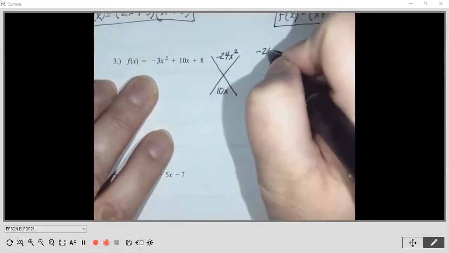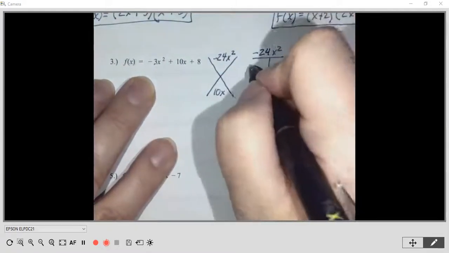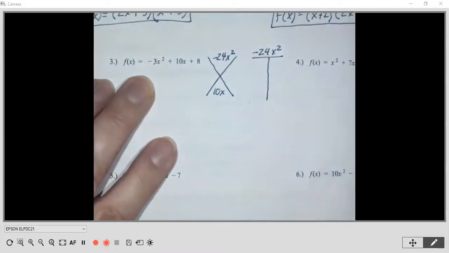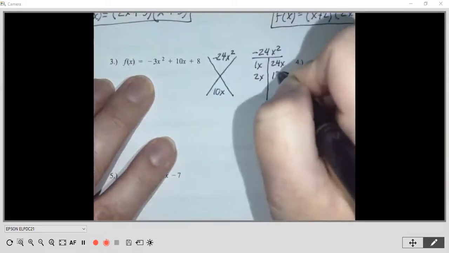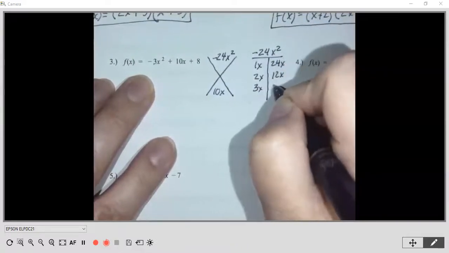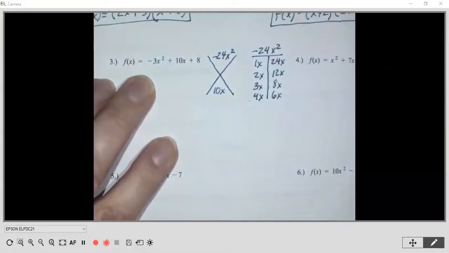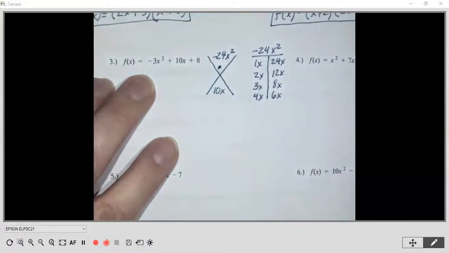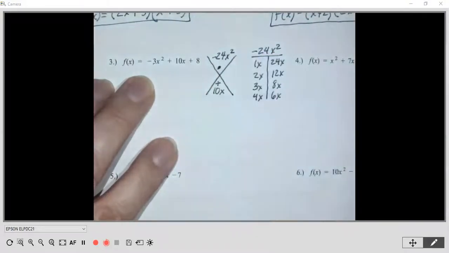So let's list our negative 24x squared and the different possible factors. I'll come back to the negatives in a moment. Right now I'm just looking at the values: 1x and 24x, 2x and 12x, 3x and 8x, 4x and 6x. So we know they need to multiply together to give us negative 24x squared, so one column is going to be positive, one column is going to be negative. And they need to add up to a positive 10x.